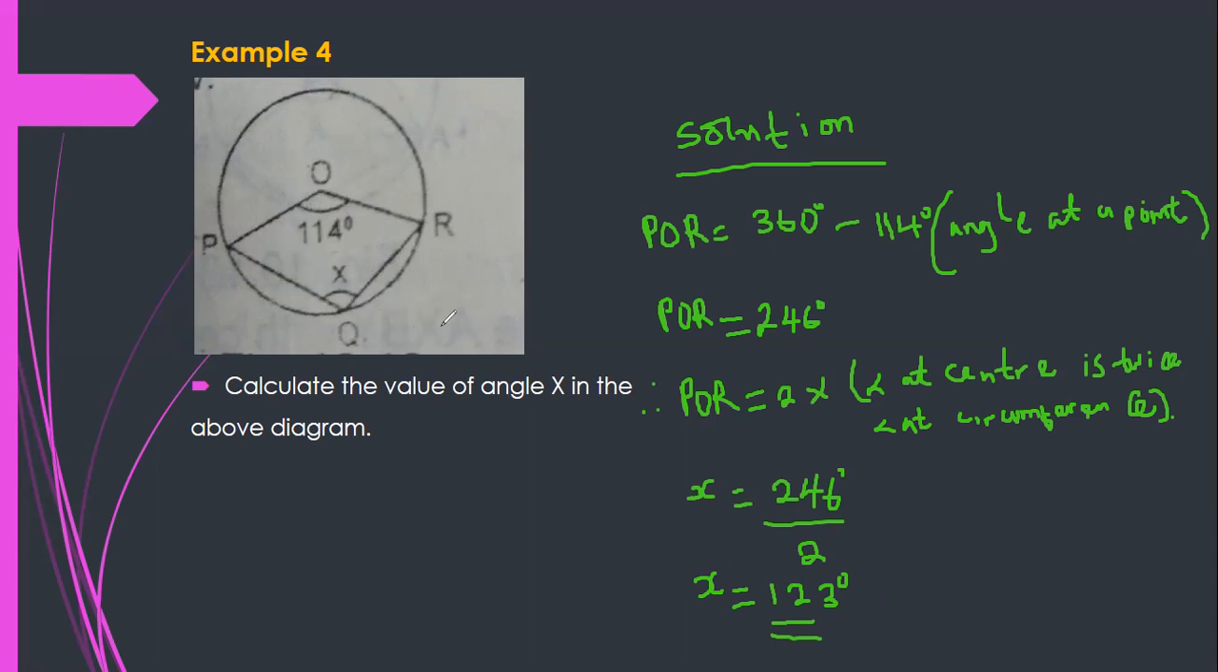So this is where we're going to stop in this circle geometry lesson. I'm sure by now you'll be able to find any missing angle in a given problem.